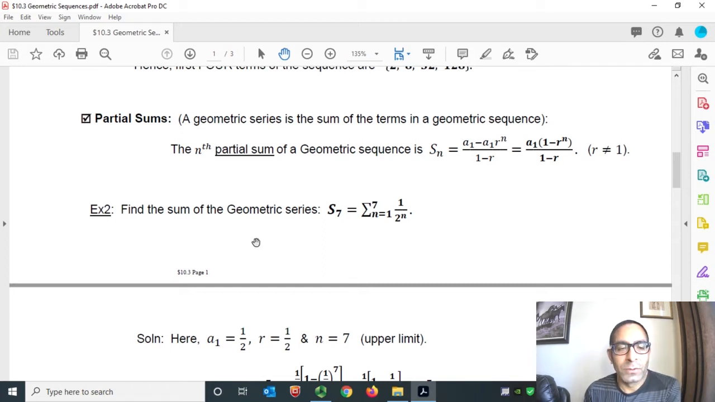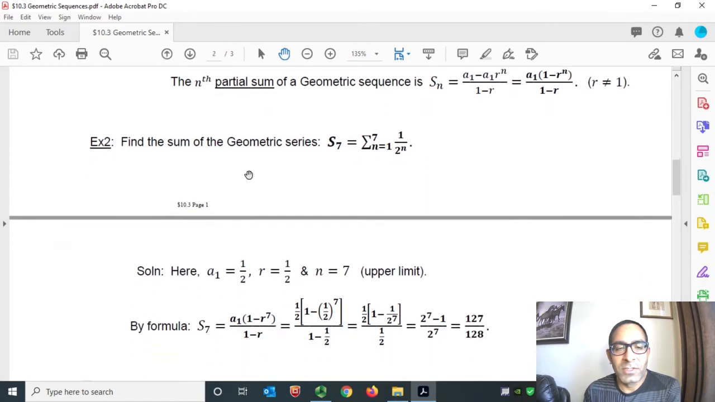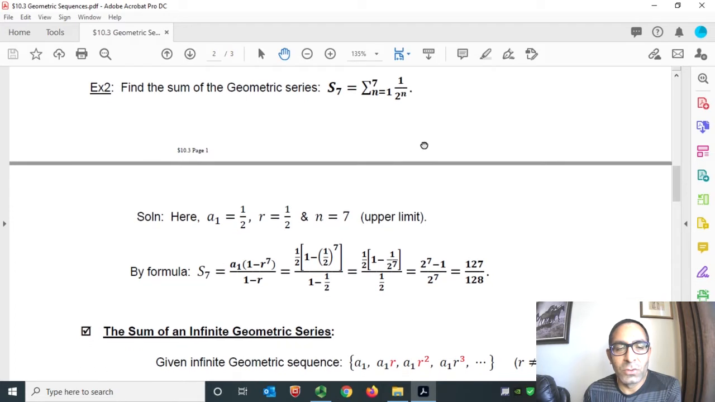Let's do example 2. Find the sum of this geometric series: S10 equals the summation of 1 over 2 to the n, where n runs from 1 to 7. So let's begin the solution. Here, the first term is 1/2, the common ratio is 1/2, and the total number of terms n equals 7.